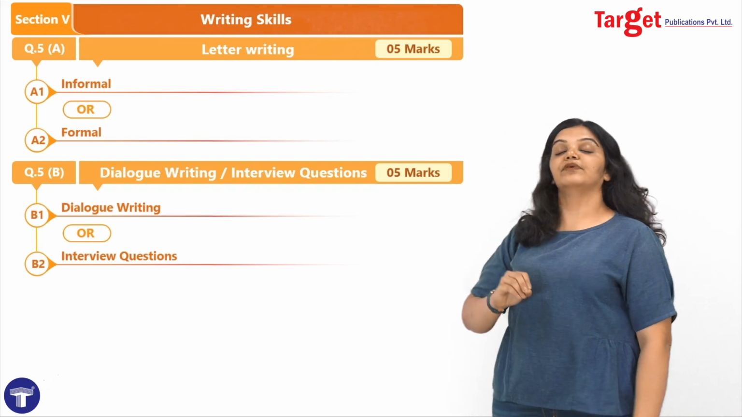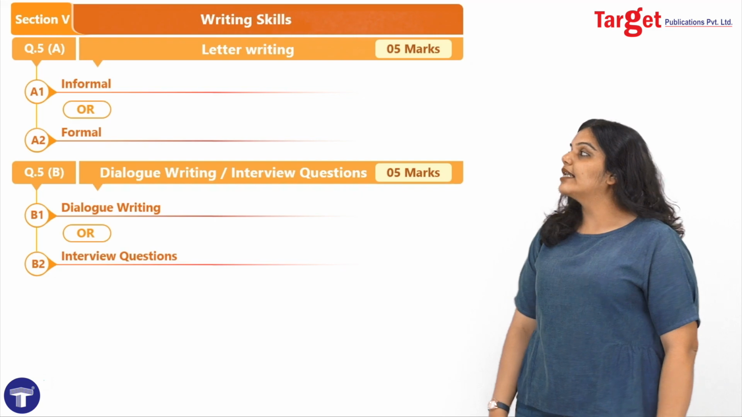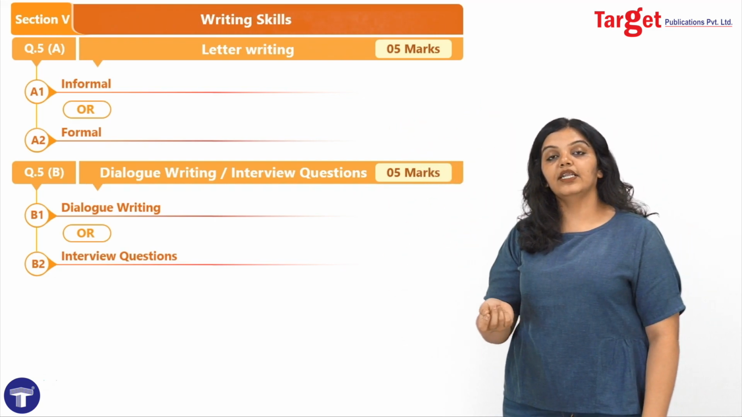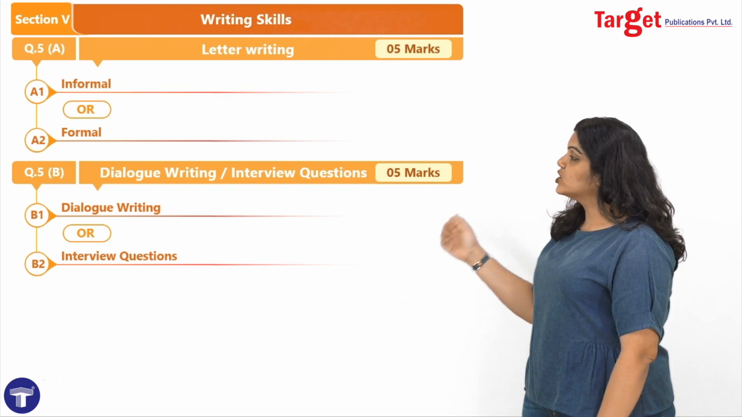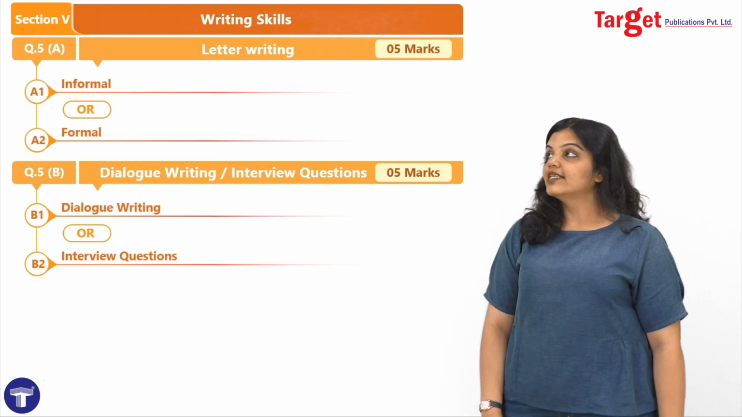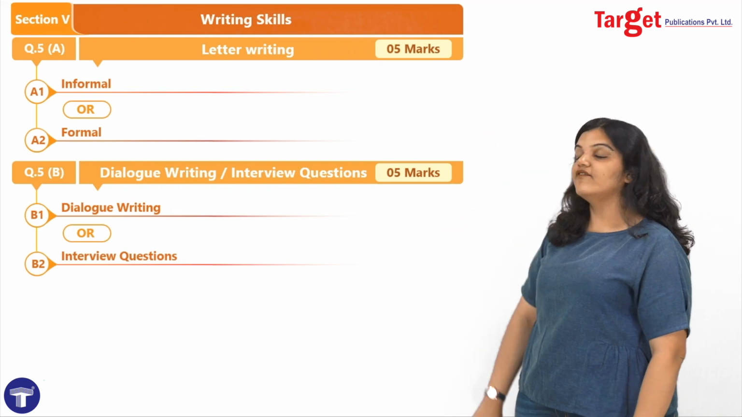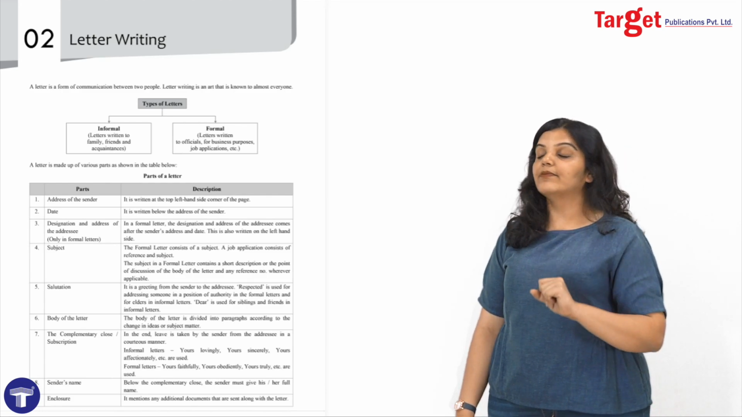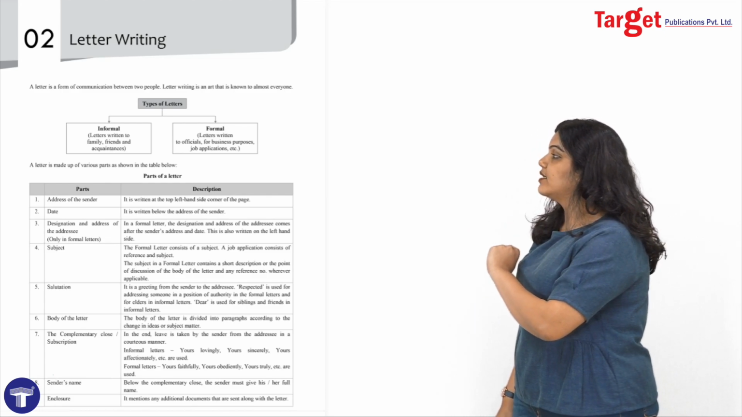Now, question 5 begins the writing skills section, and question 5a deals with letter writing, which may be a formal or an informal letter, and question 5b deals with the dialogue writing and the interview questions. Now remember, each of them has 5 marks, and let's see what kind of practice you will be able to avail with your English Kumarbharati notes.